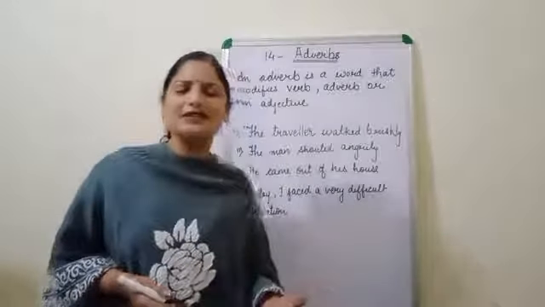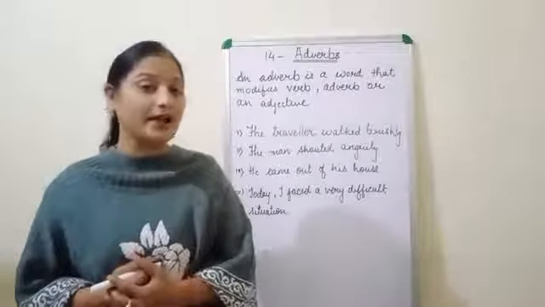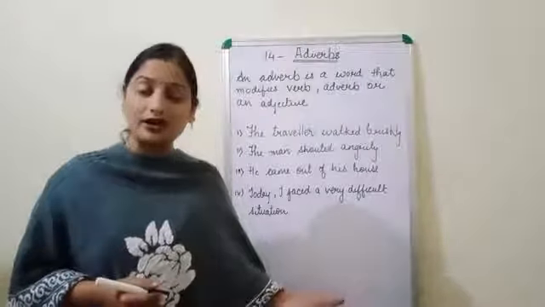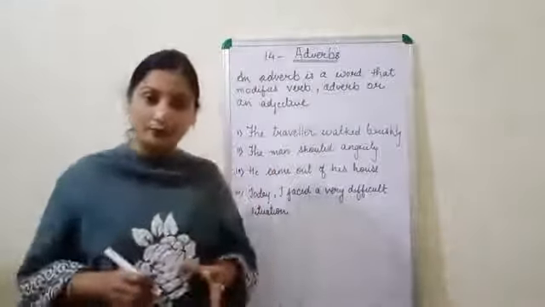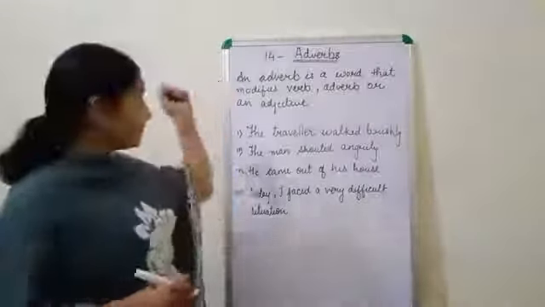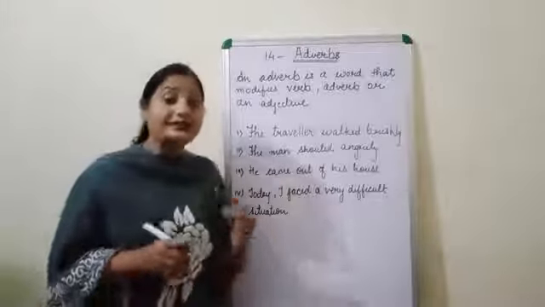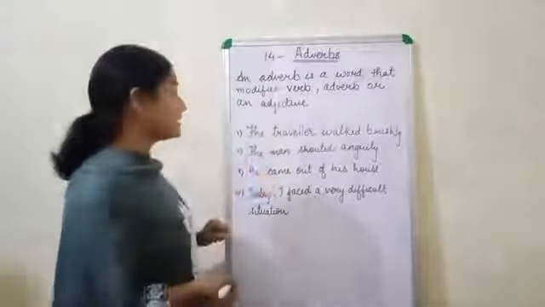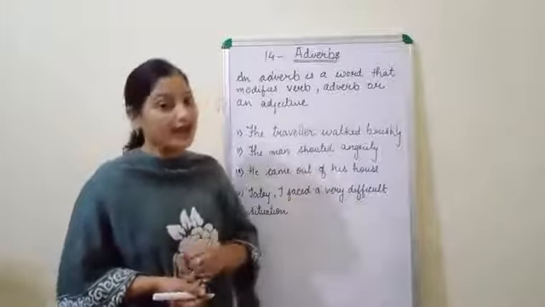And suppose if we say that she runs, then runs will be the verb because it is showing an action. So the word which shows an action is a verb, and the word which qualifies your noun is an adjective. Okay? Now see, what is the meaning of adverb? It's a word that modifies or tells you something about a verb, an adjective or another adverb. Then that is called an adverb.